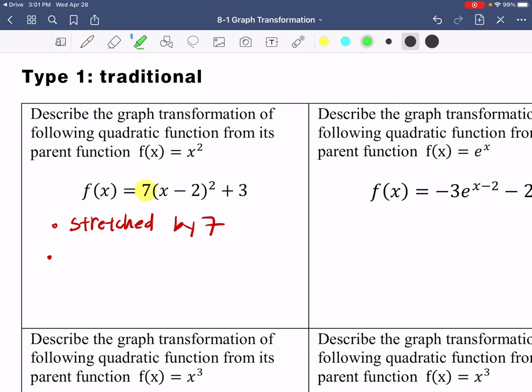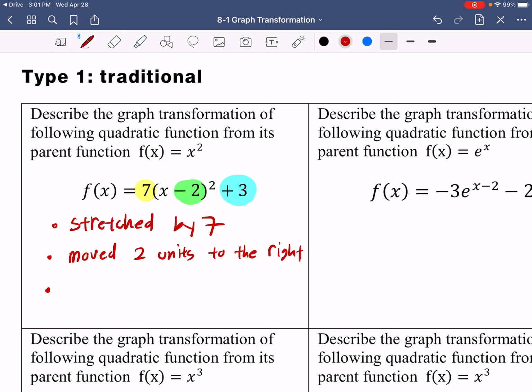And then we have this -2 inside the parentheses. So it's gonna work opposite. So it's gonna be what? Moved 2 units to the right. And then you have +3, it's gonna what? Move 3 units up. That's how it is.